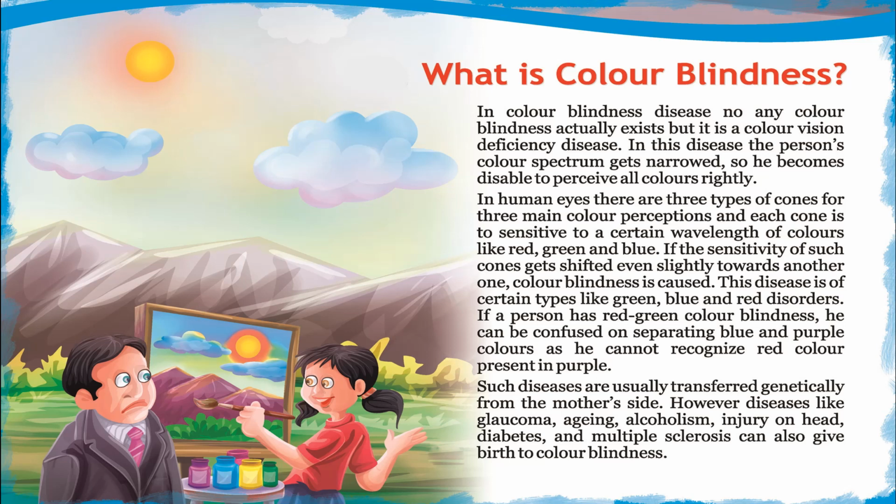If the sensitivity of such a cone gets shifted even slightly towards another one, color blindness is caused. This disease is of certain types like green, blue and red disorders. If a person has red-green color blindness, he can be confused in separating blue and purple colors, as he cannot recognize the red color present in purple. Such diseases are usually transferred genetically from the mother's side. However, diseases like glaucoma, aging, alcoholism, injury on the head, diabetes and multiple sclerosis can also cause color blindness.